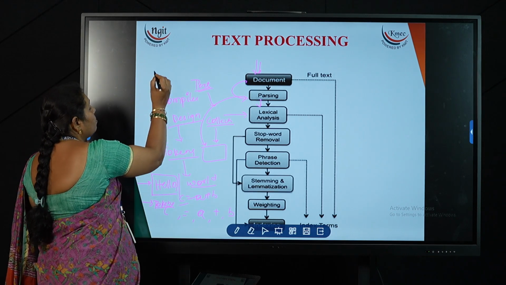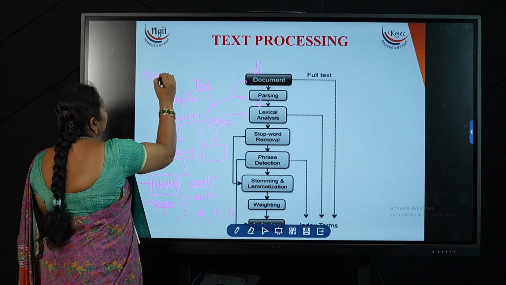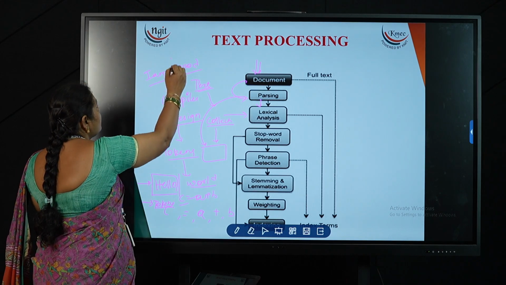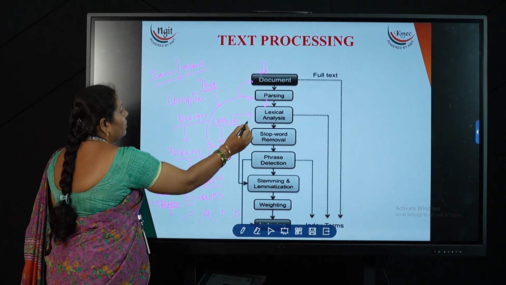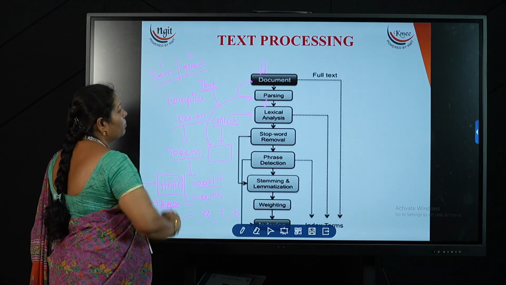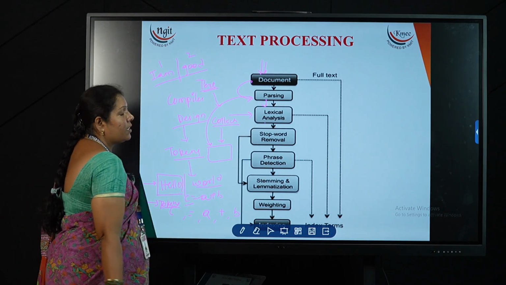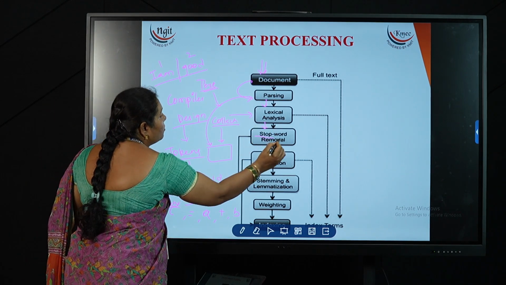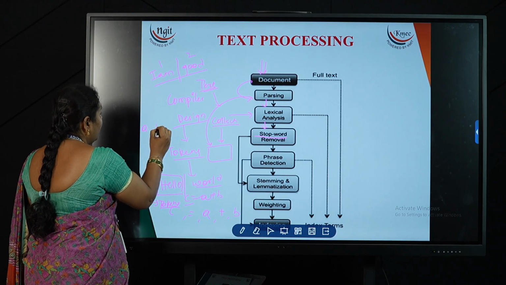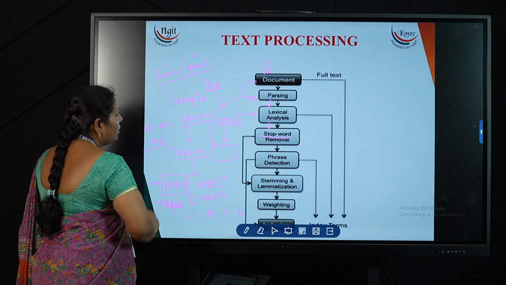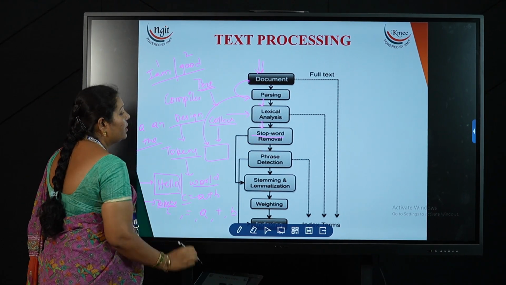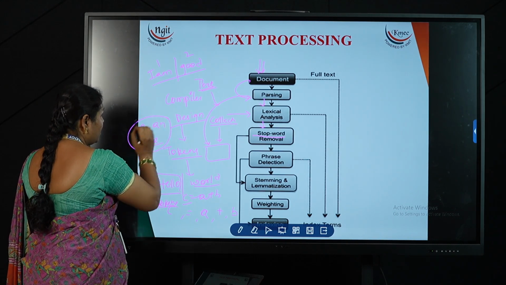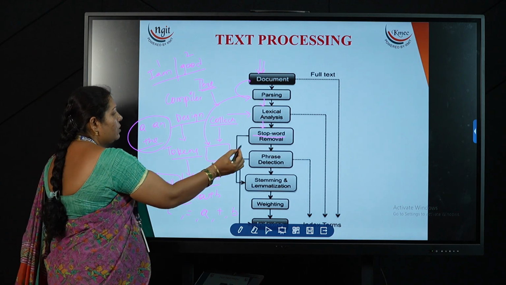Suppose I have a big sentence, like I am good, or whatever example you take. In the lexical analysis, I split it into tokens, token 1 and token 2. This is a part of your lexical analysis. Then remember, after this step, you have to remove the stop words, for example a, an, the. You have to remove all these from the given sentence. For information retrieval systems, there is no need for these stop words. So we remove the stop words.